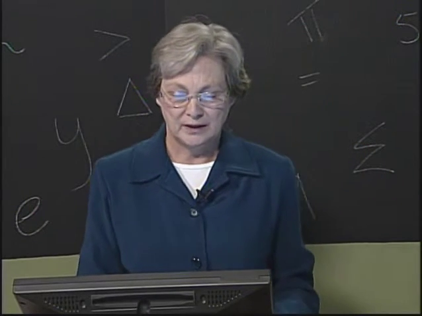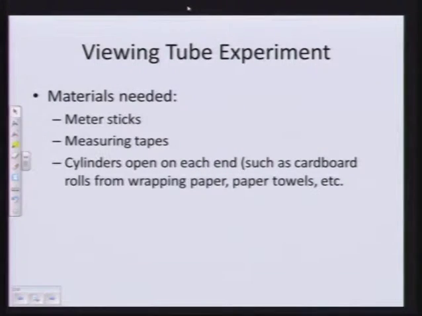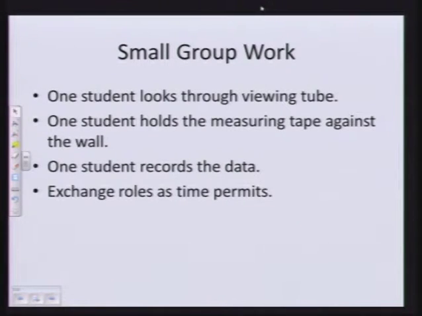For the viewing tube experiment, you will need some meter sticks, measuring tape, and some cylinders that are open on each end, like a cardboard roll from wrapping paper or paper towels. And we'll illustrate this in just a minute. You will have students work in groups of 3, which would probably work best. One student is going to look through the viewing tube, and another one holds the measuring tape against the wall, and one student records the data.